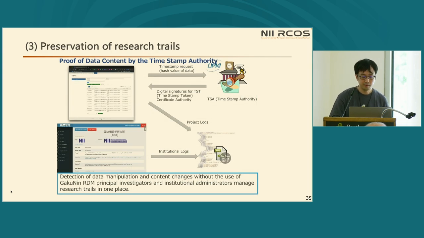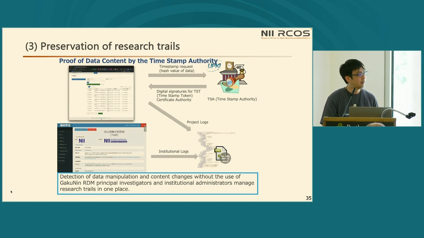And this figure shows the flow of providing the data content by a timestamp authority. The timestamp service is used to send the hash value of the data. The system gets a timestamp token to guarantee that the file is unique in the system. A project administrator can detect data manipulation and content changes that don't happen through Gakunin RDM. This is an original function of Gakunin RDM.